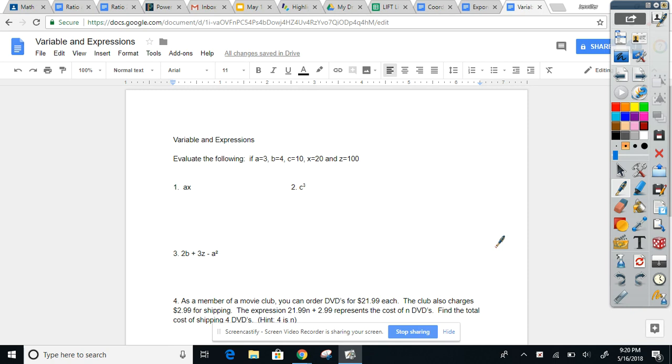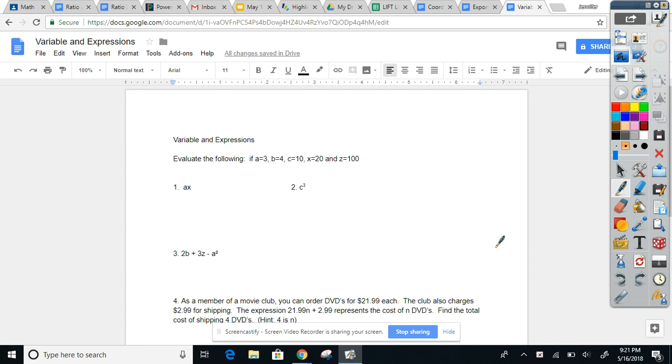So if we look at number one, it says AX. So we have two variables, which are the letters, to represent what we do not know. In some cases, it wants us to solve for the expression. So if you look at the top, it tells us what all of the variables equal. For example, A equals 3 and B equals 4. Now, all of these at the top are going to go with numbers 1, 2, and 3. If you're going to solve for the expressions, all we have to do is plug in for what they equal.